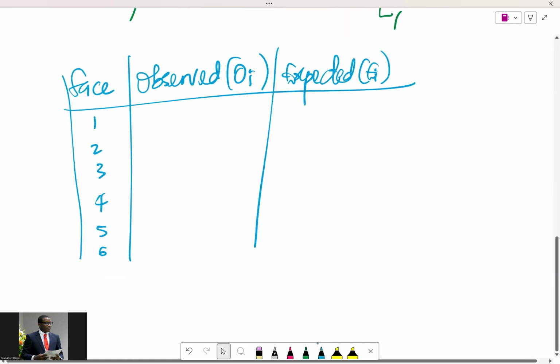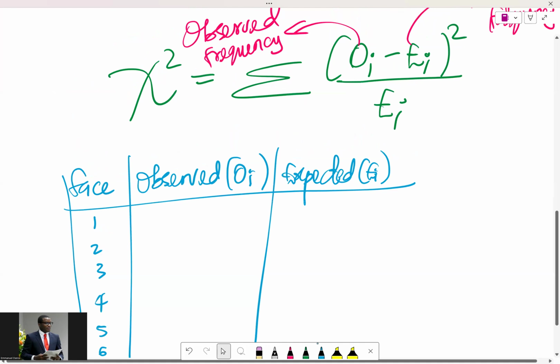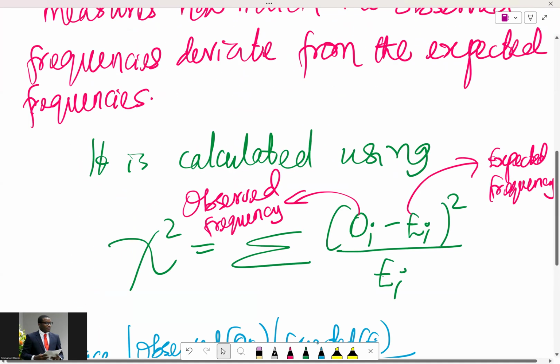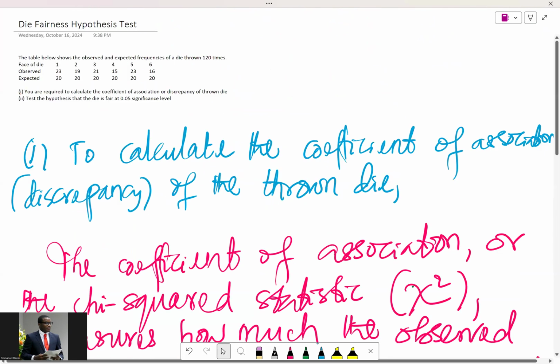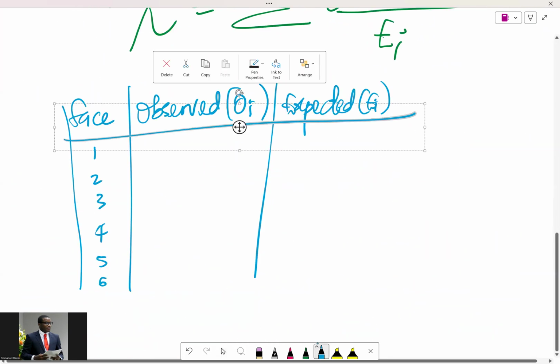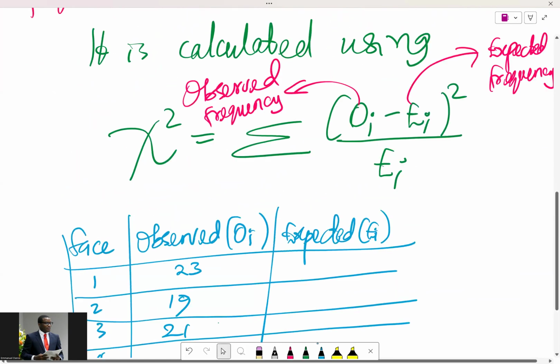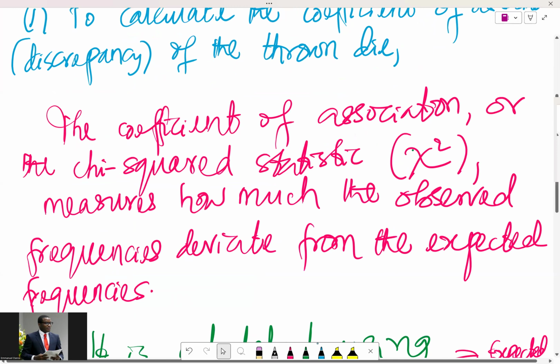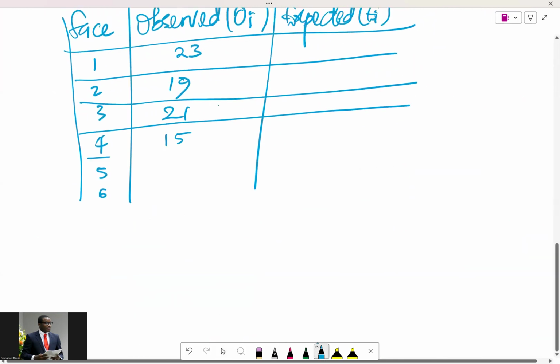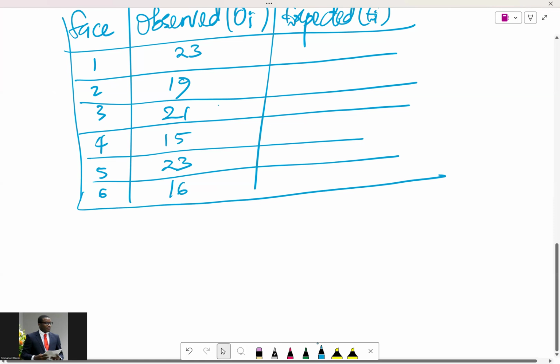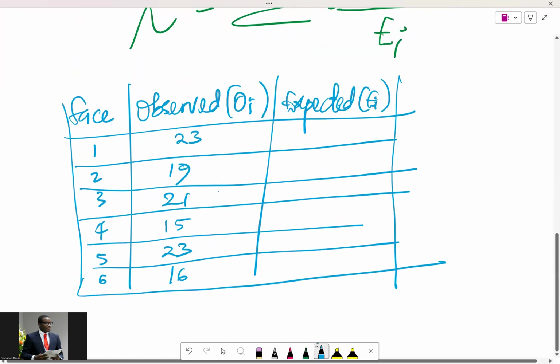For the observed, we have 23, 19, 21 on face 3. On face 4, we have 15, 23, 16. And of course, the expected is 20 in each case. So that's easy, just 20 all the way.